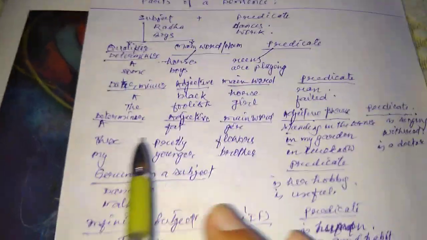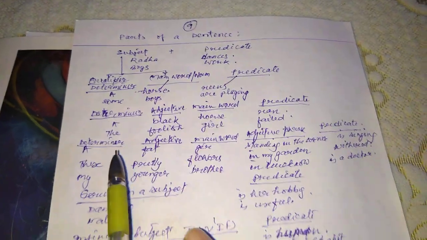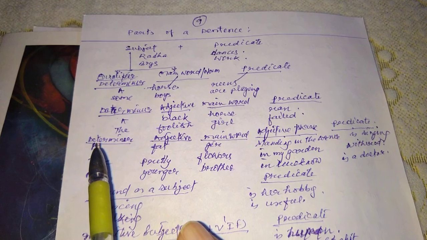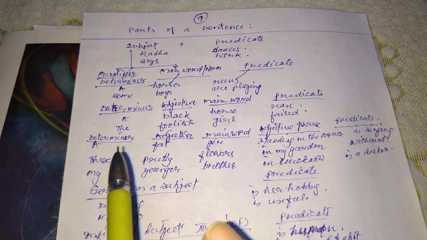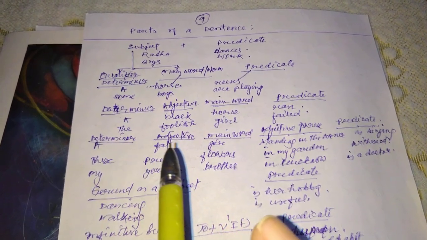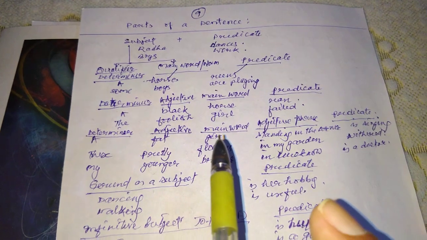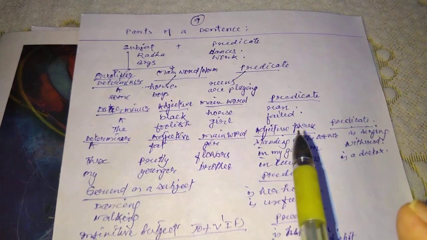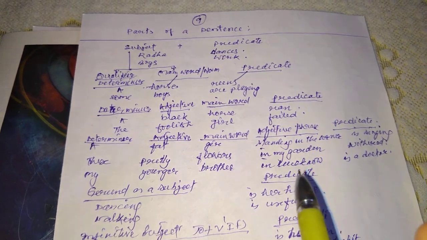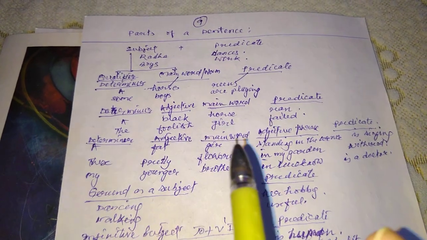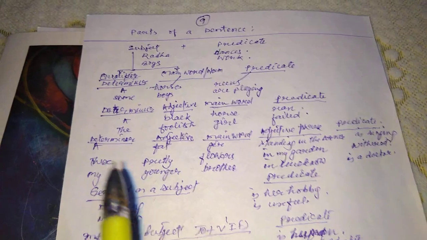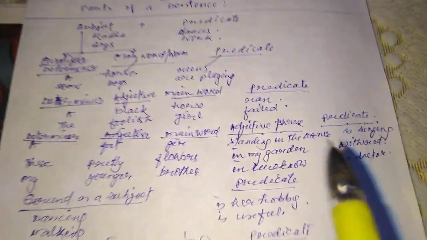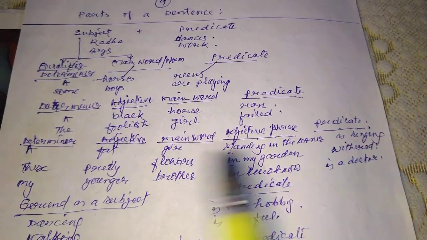Further, we go a little more ahead. We'll see the parts of a sentence like determiner, adjective, main word, and adjective phrase, the fourth part of the subject. These four are the subject's parts, and then lastly is the predicate.